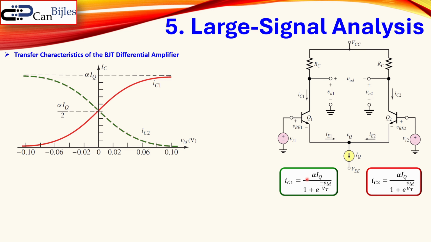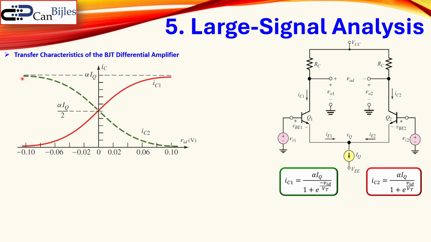So the maximum value that you can have for each collector current is actually alpha times IQ, because in order to get that, this part must be 0. That can happen, for example, for IC1, you see that here for the red one. That can happen if you make VID very large, for example, 0.1 volts already here. Then you approach almost that value, because of e to the power minus that value. Now, since you have a negative in the exponent, this part will be almost 0, so you get here almost alpha IQ. Similarly for IC2, that happens when the VID is negative.